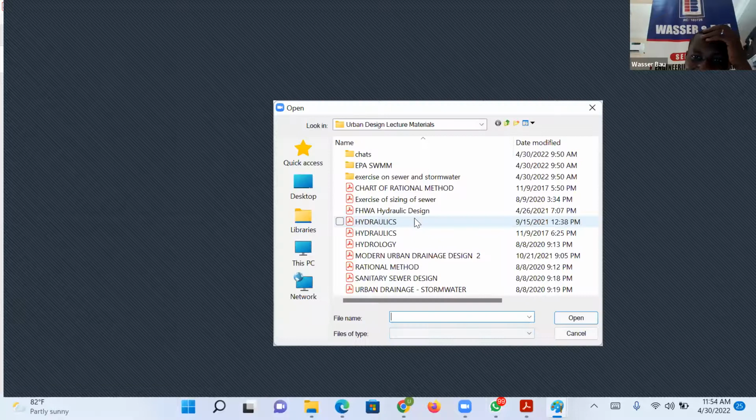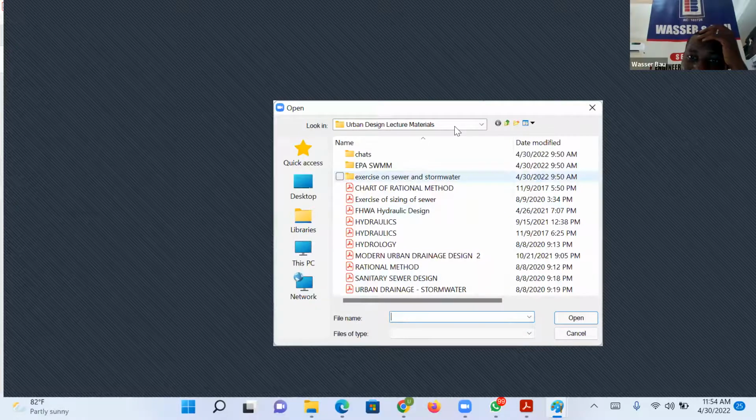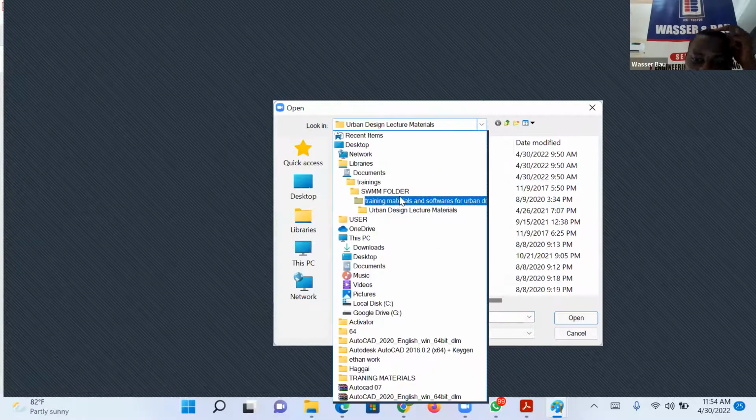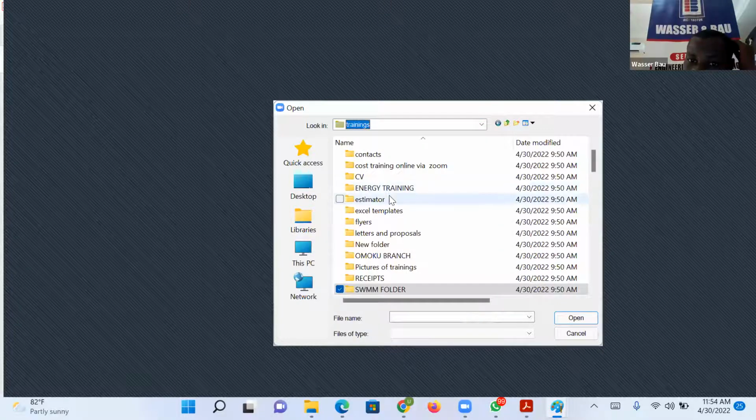But I always say this: if you go online, this is another chart. Let me give you another chart that I got from the Federal Highway Manual. I have uploaded it. But now that chart, you need to sit down and learn how to use it. Any chart you take online, you need to sit down and learn how to use it.